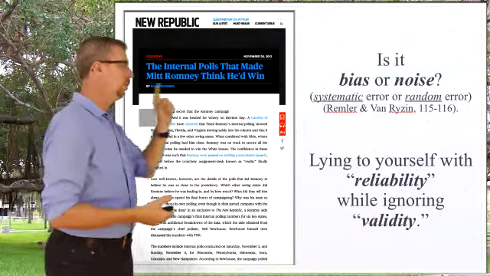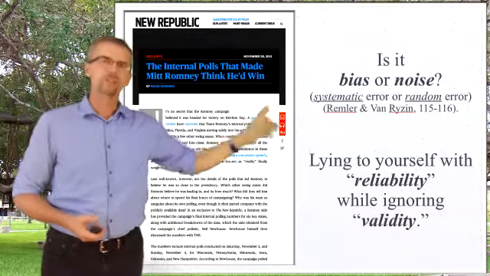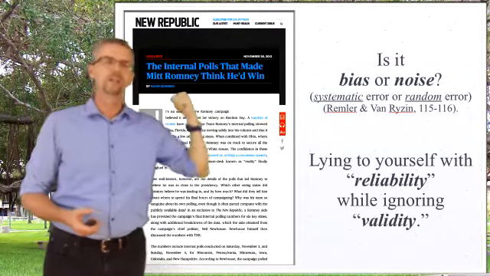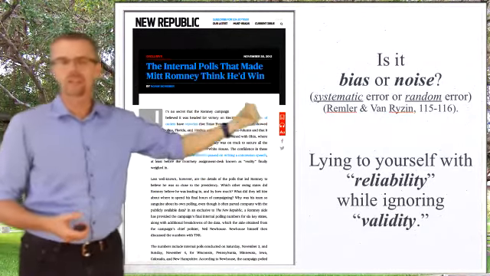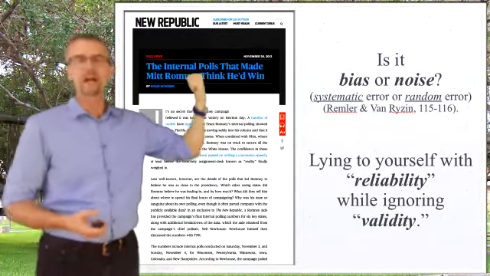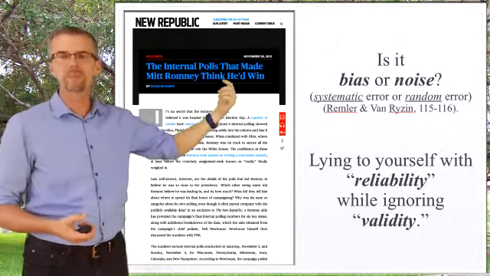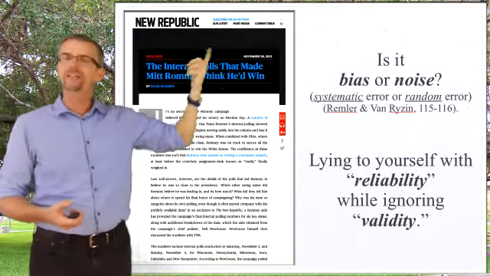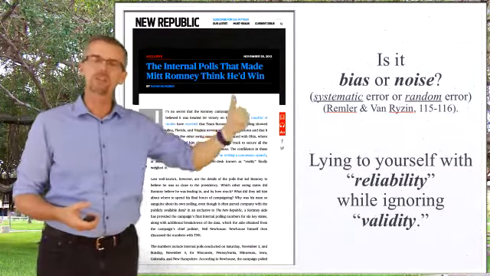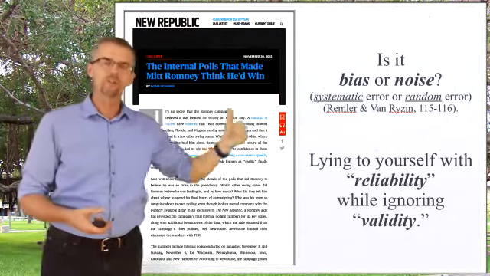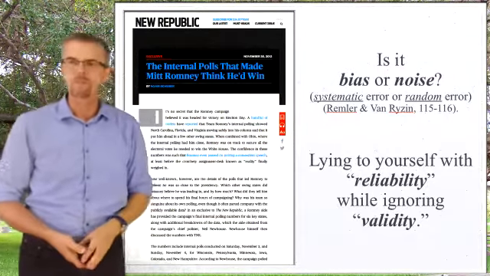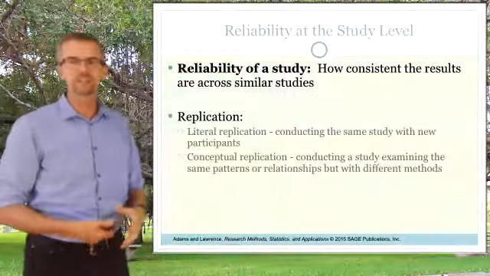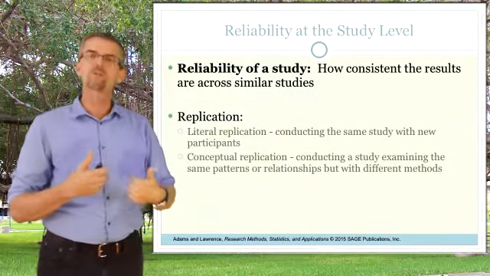Lying to yourself with reliability while ignoring validity will take you to where they were on election night in Mitt Romney's camp. So the internal polls that made Mitt Romney think he'd win. This was a very interesting story, and it talks about how they were measuring things reliably, but their constructs were not valid constructs. So the reliability of a study is how consistent the results are across similar studies.